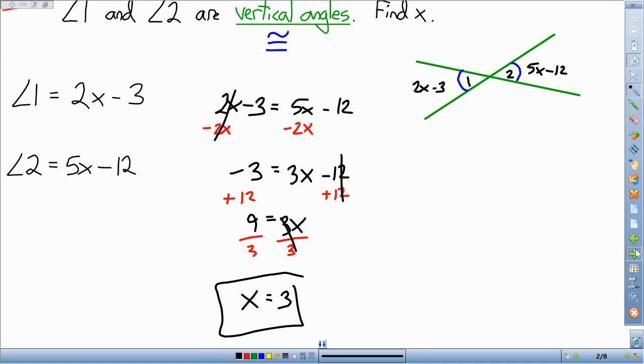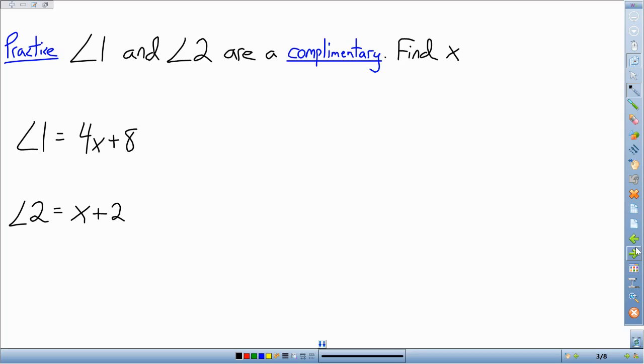All right, let's keep going. So I'm gonna have you guys go ahead and try out one of these problems on your own. Okay, here's the thing though. If you guys notice, the directions are different. They're telling us that angles 1 and 2 are complementary angles. All right, so just a little reminder.